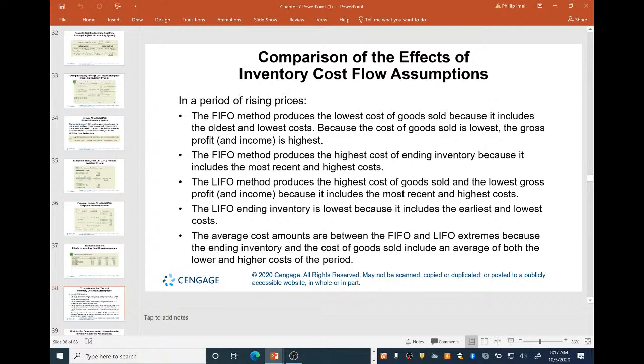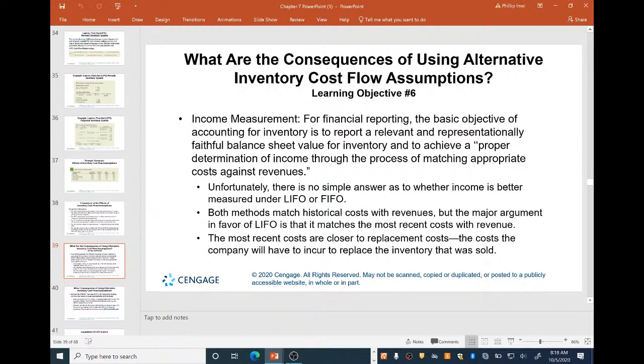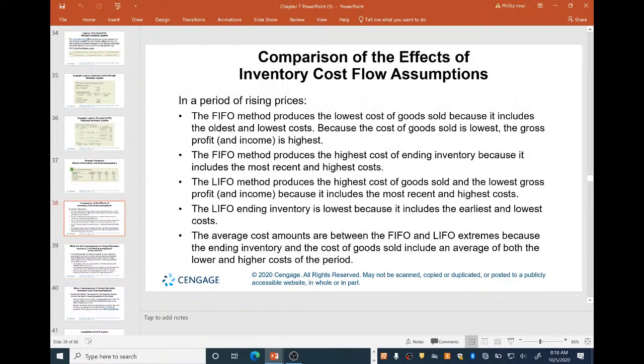Okay. Let's see here. So let's talk about here for just a second. In a period of rising prices, it says here the FIFO method produces the lowest cost of goods sold under a period of rising prices, and that makes sense, because if we're using FIFO, it'll produce the lowest cost of goods sold.